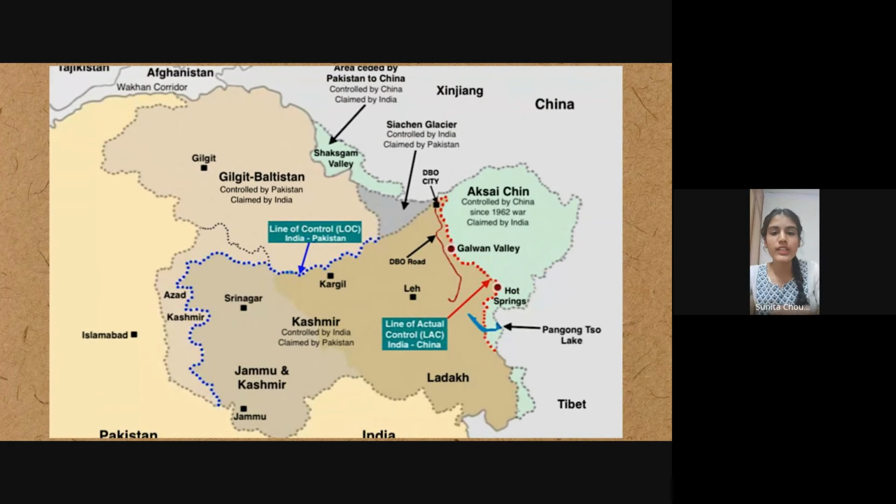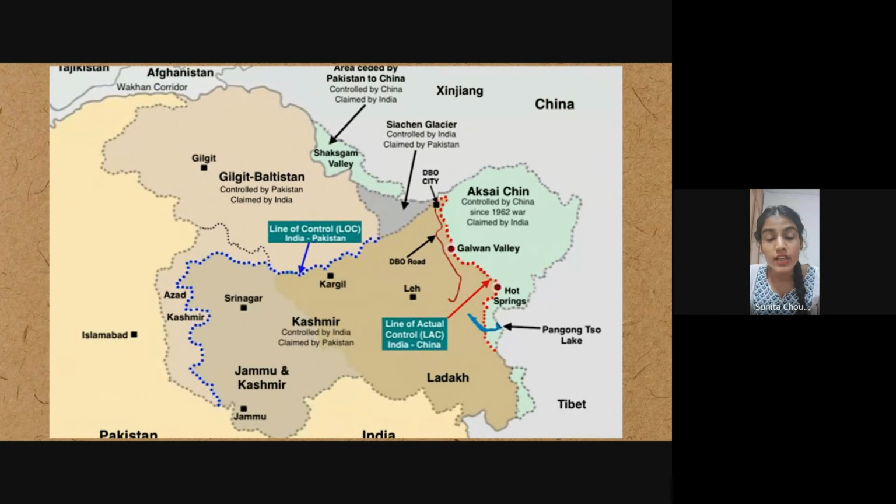So here you can see the map of Kashmir. We will start from the left. So here is the area of Gilgit-Baltistan, which is controlled by Pakistan but claimed by India. And below it is the Azad Kashmir area. So these two, both Gilgit-Baltistan and Azad Kashmir, combined makes the POK, Pak Occupied Kashmir.